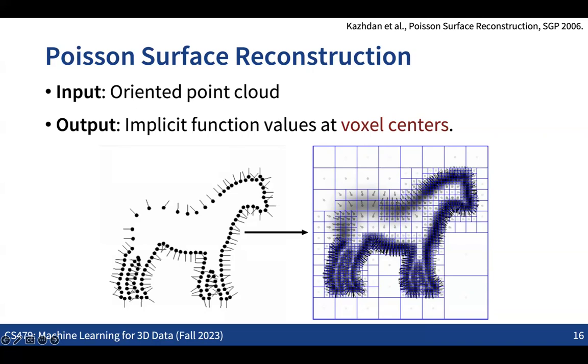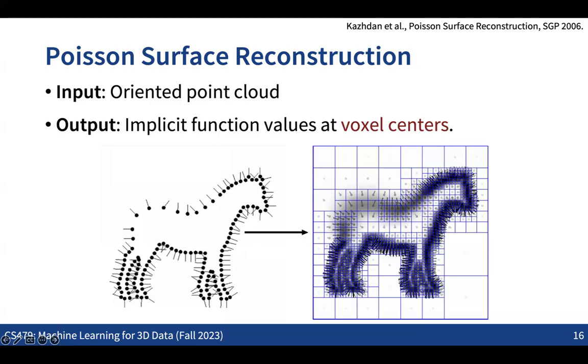Poisson surface reconstruction is widely used in many cases where we convert a point cloud into an implicit function, especially when you want the best quality of the implicit function, because it does global optimization directly on the values that we want to get for each of the voxel centers. So we are going to discuss this technique today.